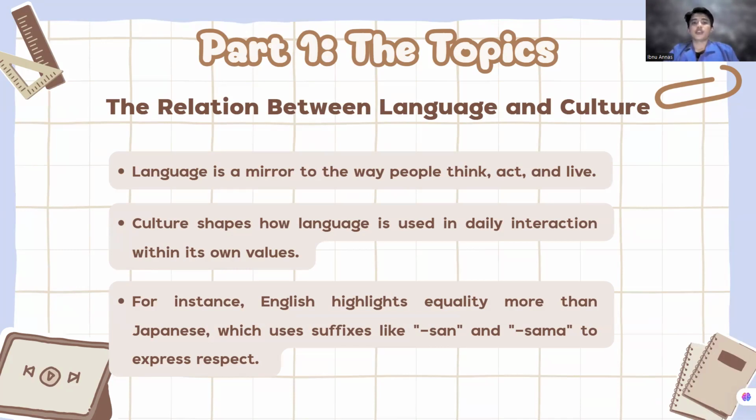For instance, in Indonesia, English is highly likely equality more than Japanese, while Japanese use san and sama to express equality and respect. Often in Indonesia, people use language to express harmony. While in the West, for instance in the US, people usually use language as direct speaking of their opinions or conversation.